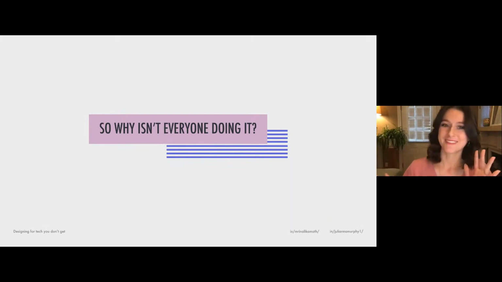So with all these positive benefits, and also the fact that designing for unique spaces is super cool, why isn't everyone doing it? Well, to be honest, it's because it's really hard.